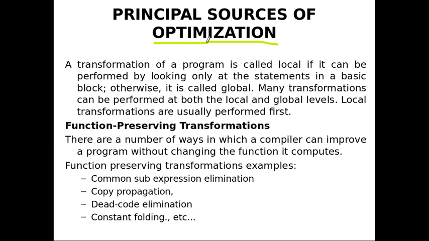Already we know the meaning of optimization. Optimization means either reducing the CPU utilization time or reducing the memory. Reducing the CPU utilization time in the sense execution is faster. Okay, we know about optimization. And what is the meaning of principal sources of optimization?